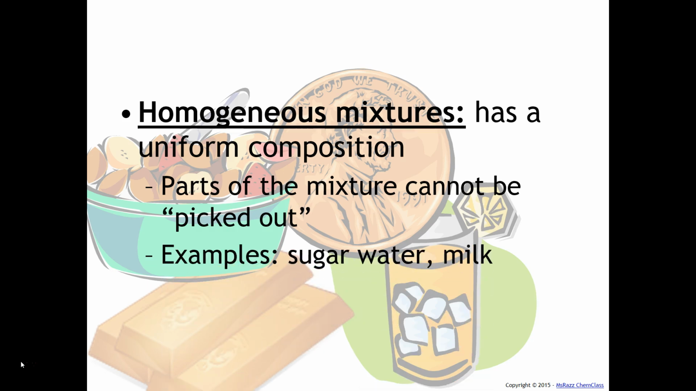So for example, sugar water, milk, even on the background of this PowerPoint presentation, the copper penny that you see there, pennies aren't entirely copper anymore. So if you notice the date, it's 1991. After a certain point, we started making mixtures out of these substances. And so whenever you have a mixture of metals, those are called alloys, and those are homogeneous mixtures.